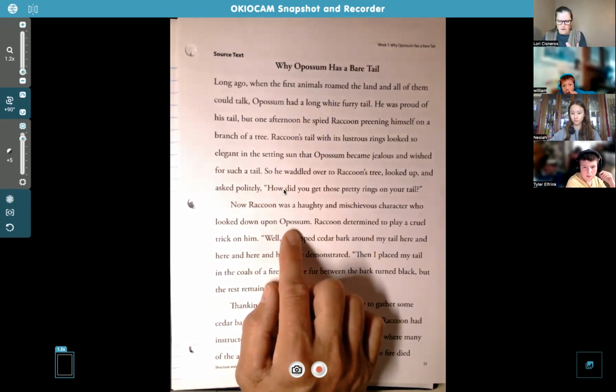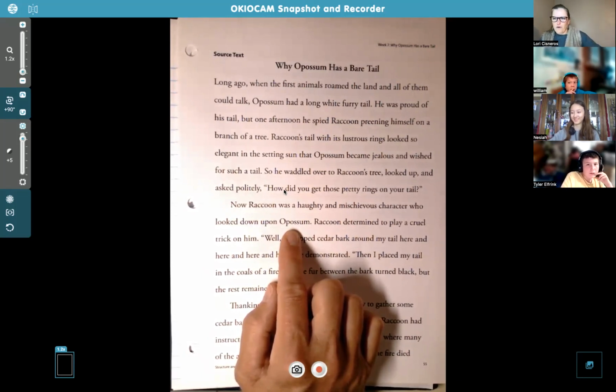Okay, so let me explain that a little bit. He is in the tree, so he's literally looking down, but he's also thinking he's all that, right? He's looking down on Opossum like Opossum is just a rat or something, a nobody. But Raccoon, he's a somebody. That's his attitude. He's all proud. And that word mischievous means he is maybe planning a trick, which we'll find out here in a second.